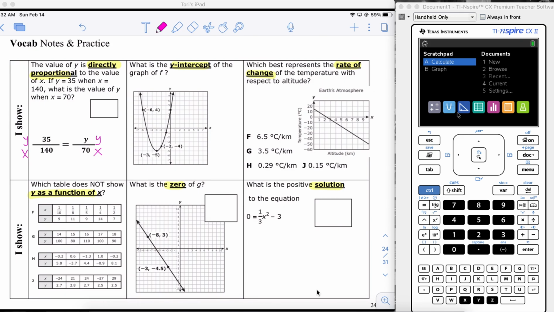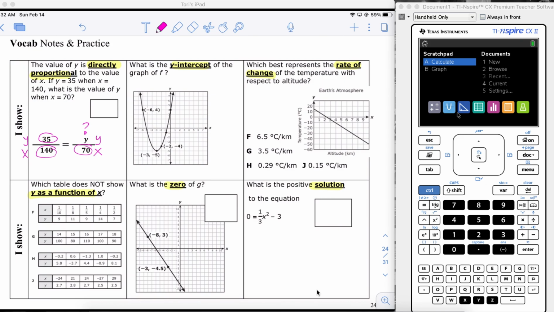So when my y is 35, my x is 140, we got that. And then again, what is the value of y? We don't know. When my x is 70. So all I'm doing is lining up x with x, y with y on the top.